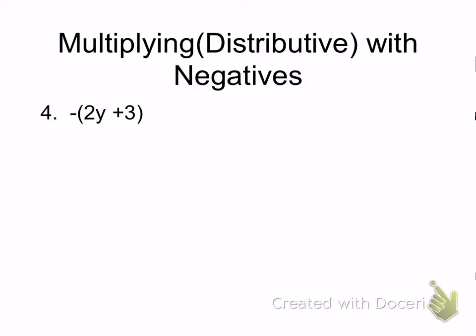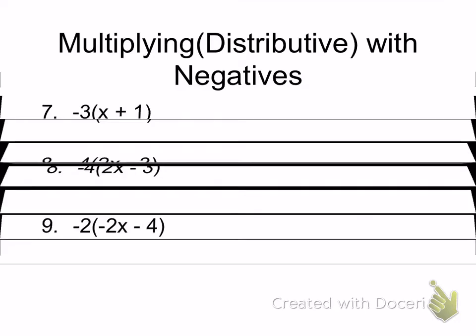If I have a negative, it is implied that what number is there before the negative? A 1. So it's negative 1 times 2y is negative 2y and negative 3. Got it? Questions? If I'm distributing negative a, positive 2, is everybody clear on that? Okay. Let me go to one more.